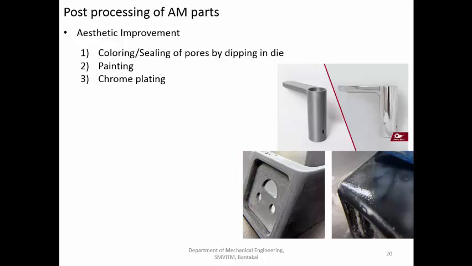If you are not satisfied with just sanding and polishing, you can do further treatments. You can do coloring or sealing of the pores. Coloring means you can apply the required color of paint to make it look beautiful. Sealing of the pores means the components you are manufacturing using discrete particle systems generally have a lot of gaps between the particles if they are not properly fused together. It is especially so in binder jetting and selective laser sintering.